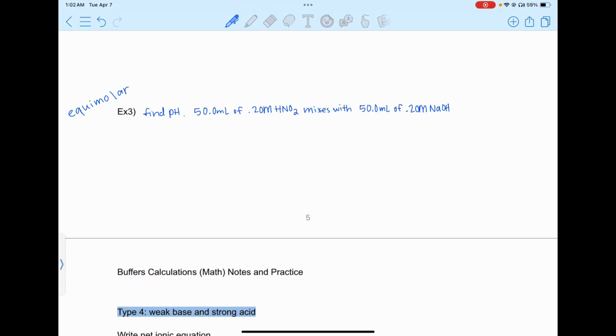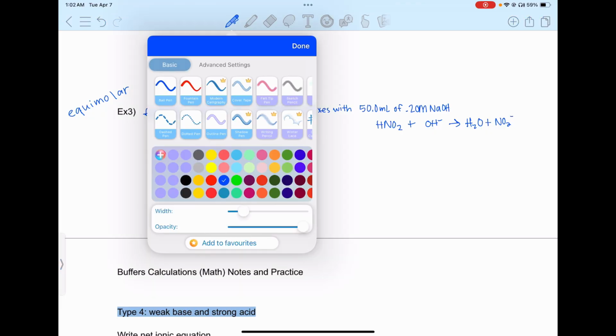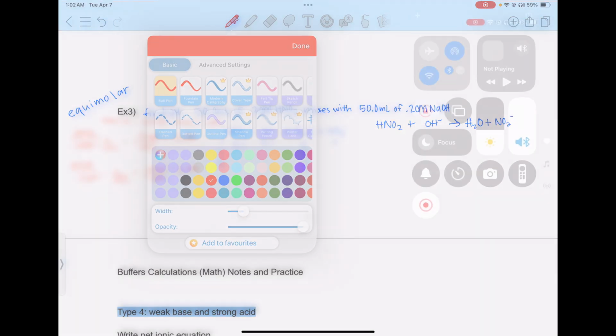Okay, first things first, HNO2 represents our HA. It's going to form water, and our conjugate base is going to be NO2 negative this time. Right, so let's work on getting those new molarities next.